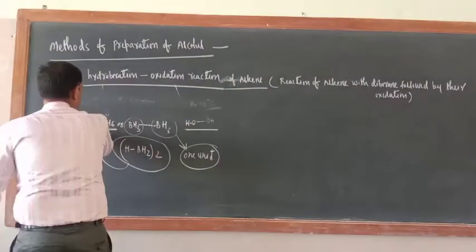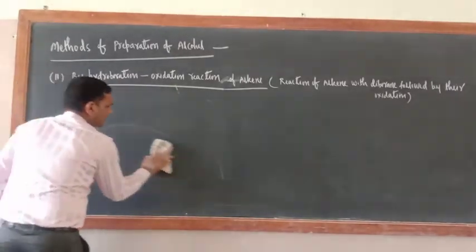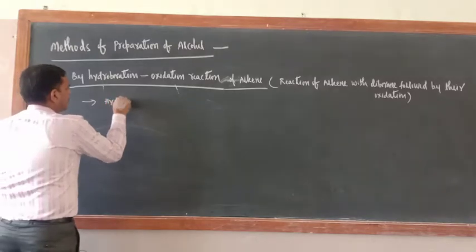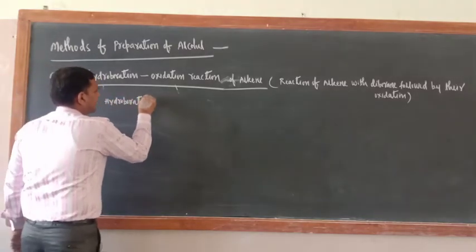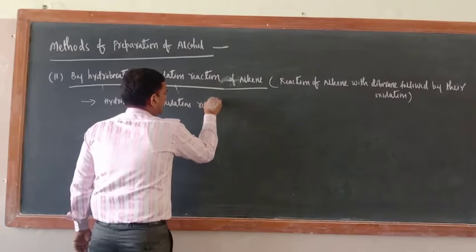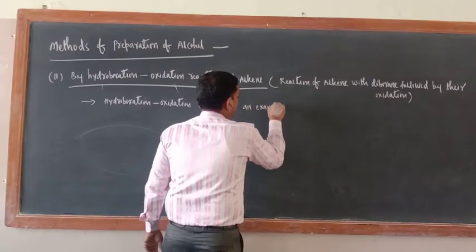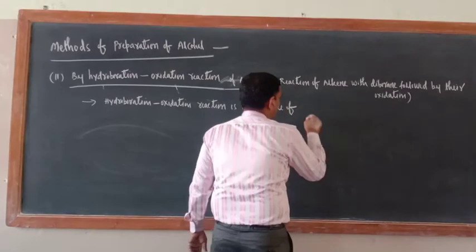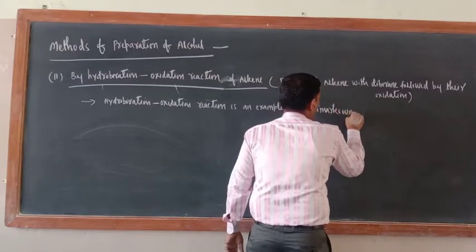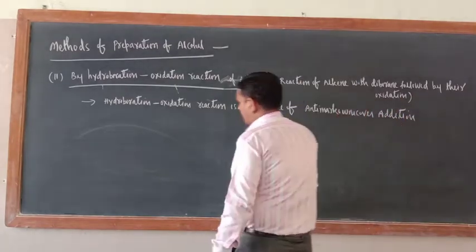Just see how. First take one alkene. And one more important thing is here: you can write here, hydroboration oxidation reaction is an example of anti-Markovnikov addition. Anti-Markovnikov's addition.